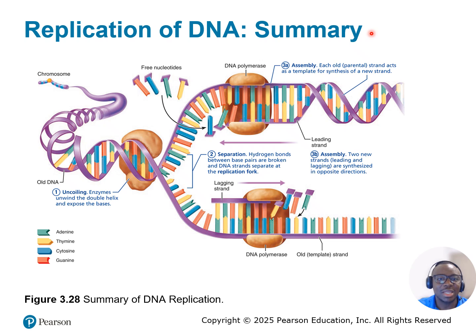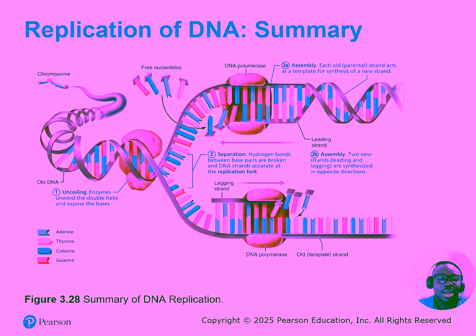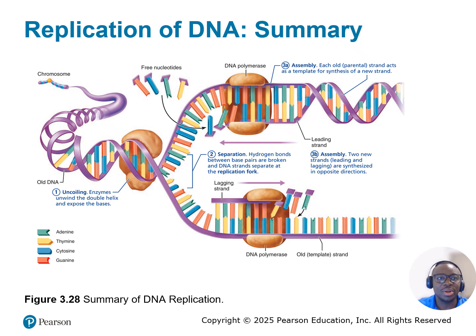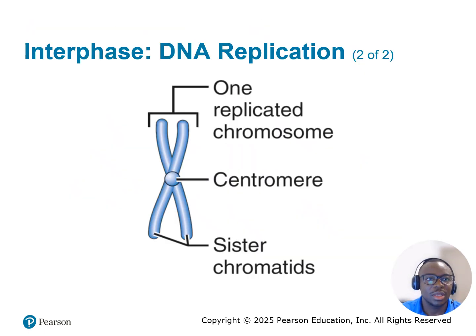The third step is assembly, where two new strands, a leading and lagging strand, are synthesized in opposite directions. The leading strand is synthesized towards the replication fork and the lagging strand is synthesized away from the replication fork. As you can notice, the old or parental strand acts as a template for synthesis of a new strand. DNA polymerase synthesizes a new strand on each parent strand, bonding free nucleotides together. After DNA replication is complete, two identical DNA molecules are formed from the original.